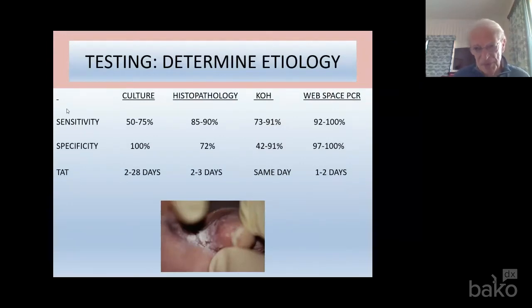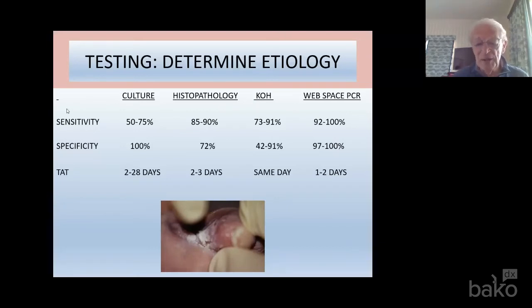So we have several options for evaluation for the toe web infecting organisms. If we look at cultures versus histopathology versus KOH versus PCR testing, you can see the sensitivity for PCR is superior, the specificity for PCR is superior, and turnaround time, which is important in the patient that has a cellulitis, and we need to know the causative organism. The turnaround time is very important, and again, superior for PCR testing.